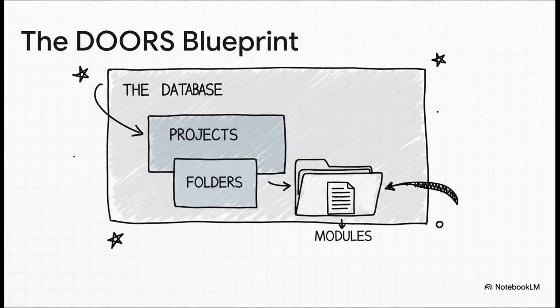And here's what that blueprint looks like. It's pretty logical, actually. You start with the whole database. Inside that, you have your projects. Think of them as different wings of the building. Then each project has folders, and inside those folders, you find the modules. And the modules, that's where the magic happens. That's where the requirements actually live.